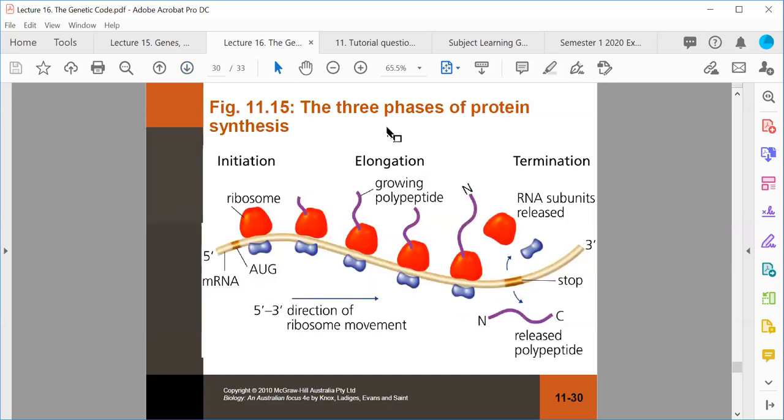So here are the 3 phases of polypeptide synthesis. Initiation is where we started, and then we moved on to elongation, and then finally termination. And that is the process of translation, and we have completed the entire gene expression process.